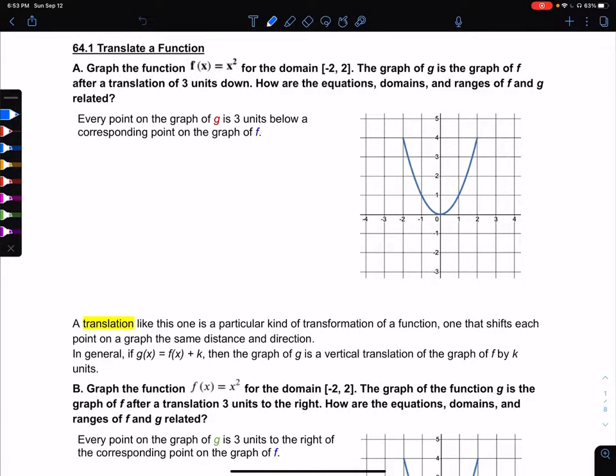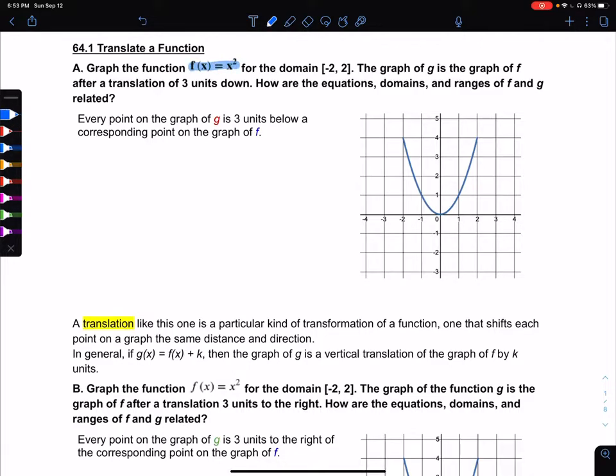In this video, we're going to look at topic 64, example 1, translate a function. In part A, they tell us to graph the function f of x equals x squared for the domain -2, 2. That f of x equals x squared is already graphed here in blue.